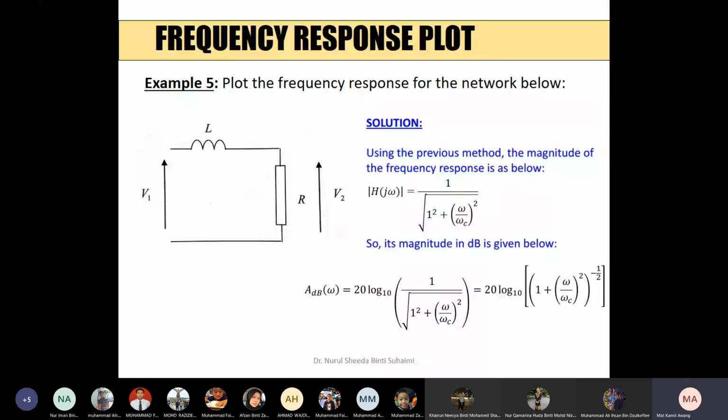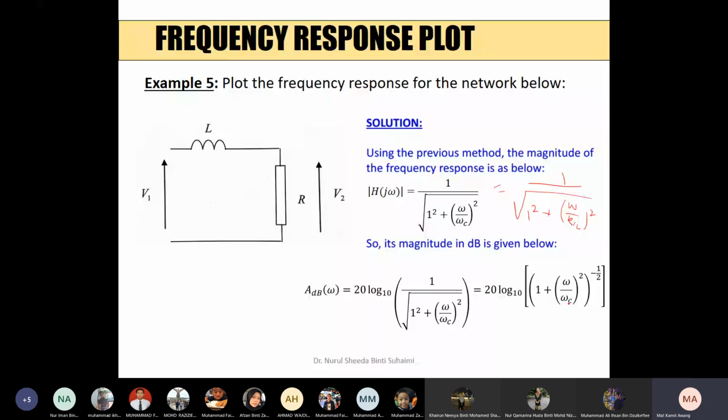is given as this. Remember, this is actually 1 over the square root of 1 plus (omega over R/L) squared, where omega C is R/L. So the magnitude is given as this. This is your H. So you can calculate the magnitude in dB as 20 log 10 of this whole thing, which equals 20 log 10 of 1 plus (omega over omega C) squared.